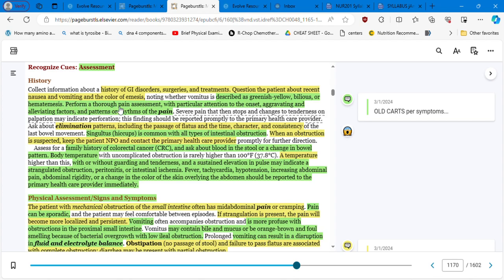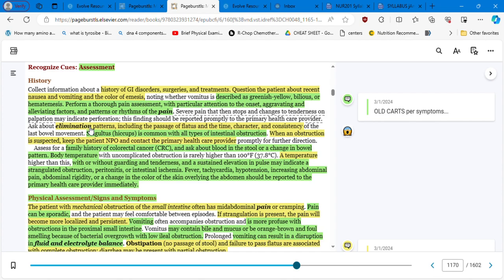Perform a thorough pain assessment with particular attention to the onset, aggravating and alleviating factors, and patterns or rhythms of the pain. So for this, you are going to use your OLDCARTS mnemonic to assess all the symptoms. Use your OLDCARTS per symptom. If the patient has a symptom of vomiting, you use the OLDCARTS. If the patient is having a symptom of diarrhea, then you use again the OLDCARTS for each symptom.